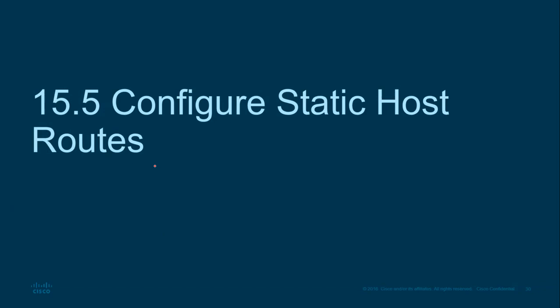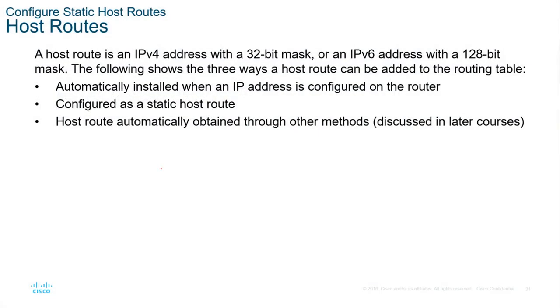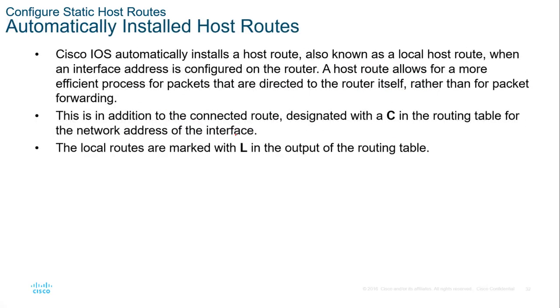Configure static host route. A host route is an IPv4 address with a 32-bit mask or an IPv6 address with a 128-bit mask. The following shows the three ways a host route can be added to the routing table: automatically installed when an IP address is configured on the router, configured as a static host route, or automatically obtained through other methods discussed in a later course.